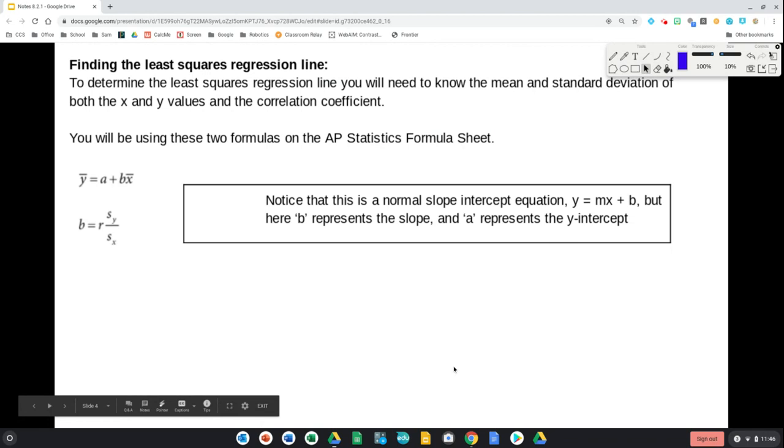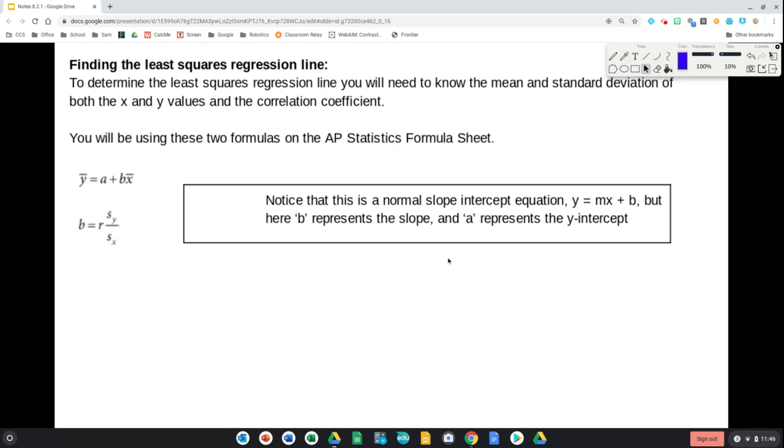Now, to find the actual equation for the best fit line using this least squares regression, there's two formulas on your AP formula sheet that are going to come in handy. They're in the top section of your AP formula sheet. These are those two formulas. One of them says y bar is equal to a plus b times x bar. And the other one says b is equal to r times sy over sx.